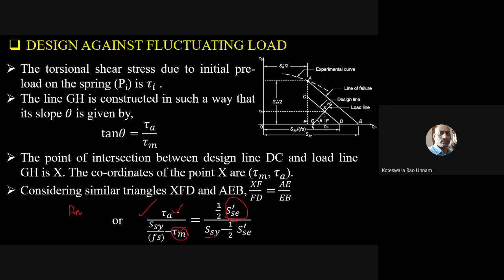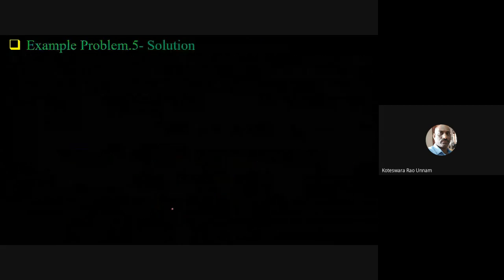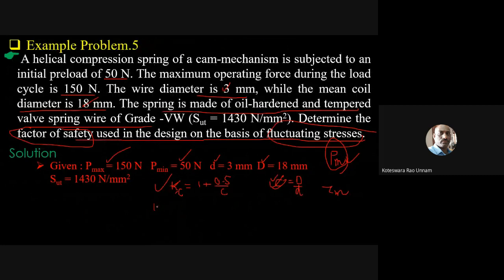So the first one is tau m. Then you have to calculate the next parameter, which is tau a. For tau a, you need to calculate the K factor. K factor is again a function of C. Once you know the C value, we can calculate K, which is nothing but (4C minus 1) by (4C minus 4) plus 0.615 by C. So that means you can calculate K also. Then while calculating tau a, wherever P is there, you need to replace that load by PA. You have to use the amplitude load, which is P max minus P minimum by 2, that is 150 minus 50 by 2, which is only 50 newtons.